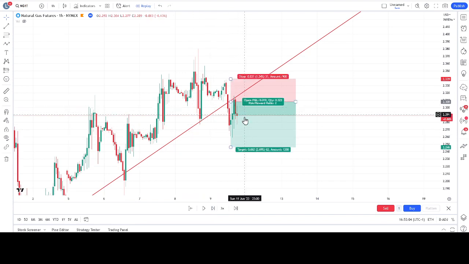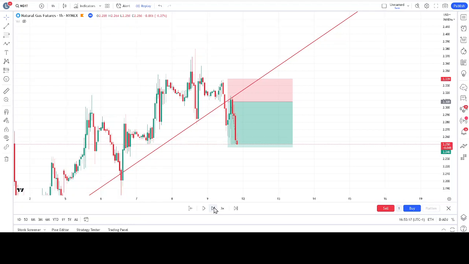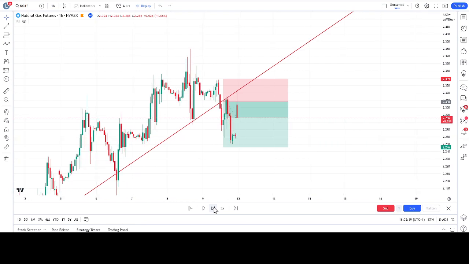The markets are still thinking. Can you see the doji? So the markets are still thinking either it should go up or down. Let's see what happens next. There you go. This is a confirmation that the markets want it down. So let's see what happens.